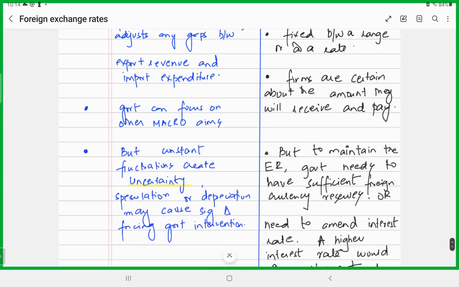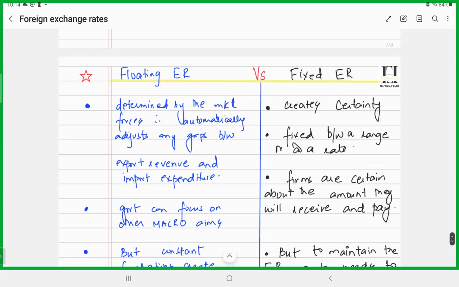So these are the pros and the cons of floating and fixed exchange rates. Each has its own merits and demerits, right? So I hope this topic is now clear.